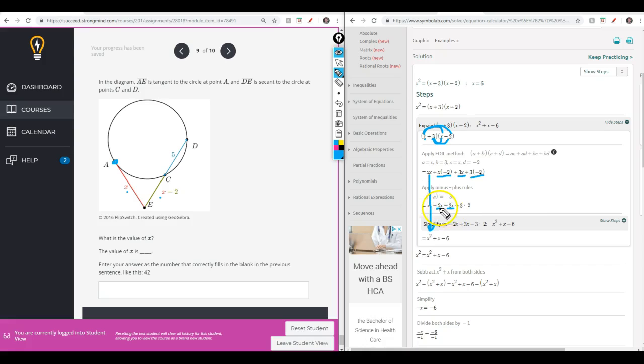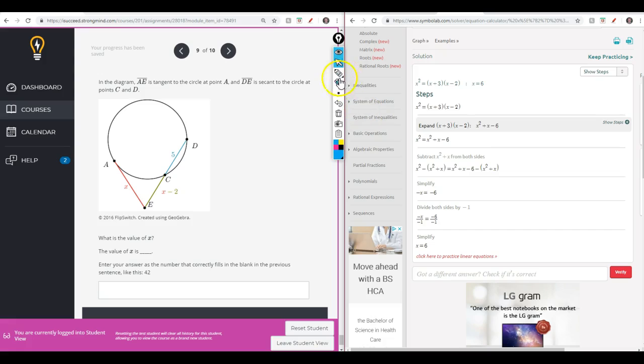Then they combine those since they are like terms. So negative 2x plus 3x simplifies down to 1x. Again, remember that 1 is implied. And 3 times negative 2 is negative 6. So that's how they ended up with those terms. After they expanded that, we ended up with x squared plus x minus 6 on this side.